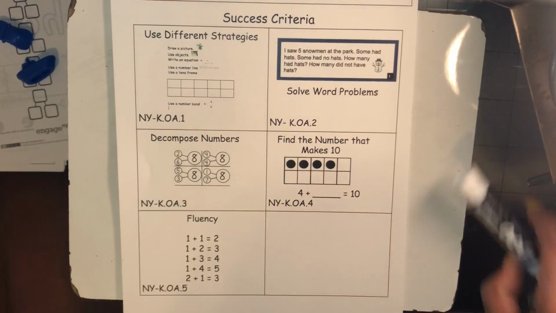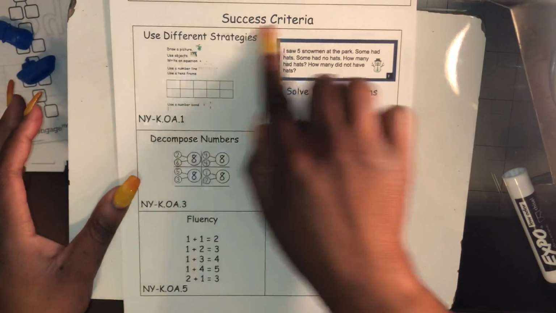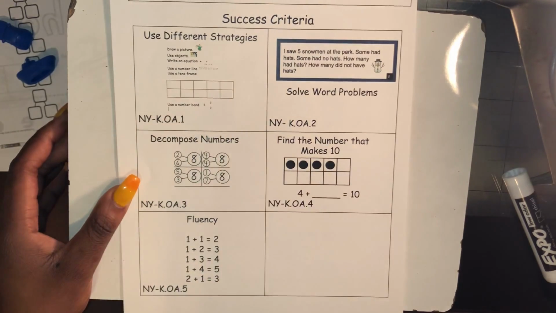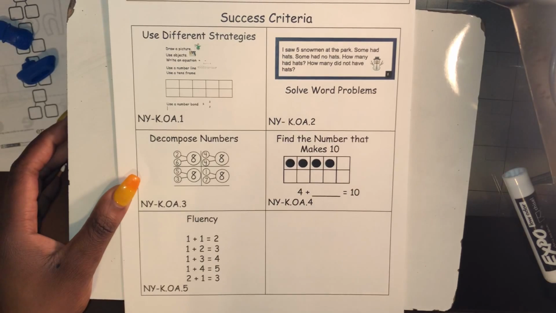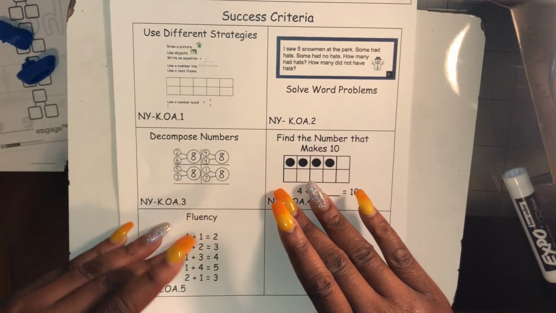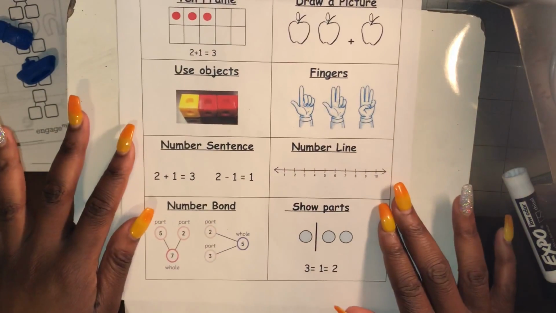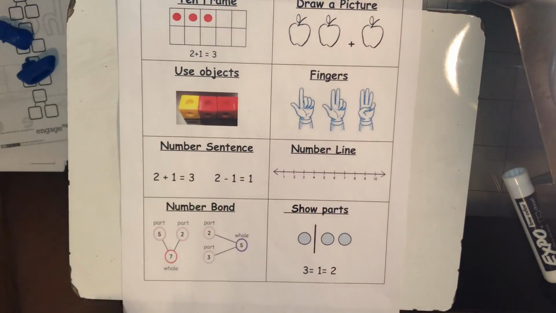Okay, boys and girls, we are going to be doing some more math, but just a reminder that these are our overall goals for Math Module 4. So we're working on using different strategies, solving word problems, decomposing numbers, and finding numbers that make 10 and fluency. Today we're going to be focusing on decomposing numbers. Just a reminder that we all have math strategies or math goals. Please remember which goal your teacher gave you and work on it daily.